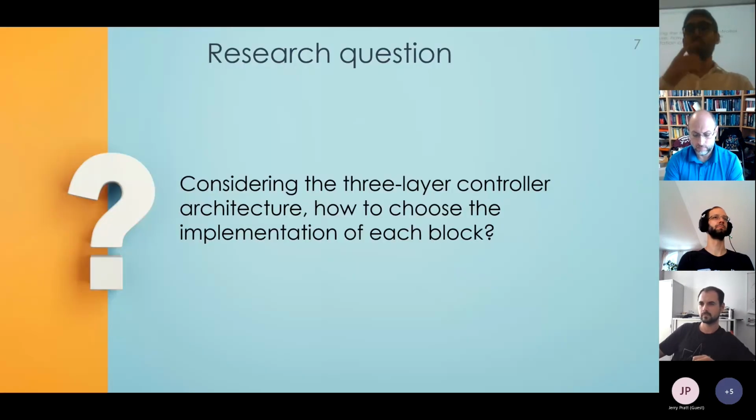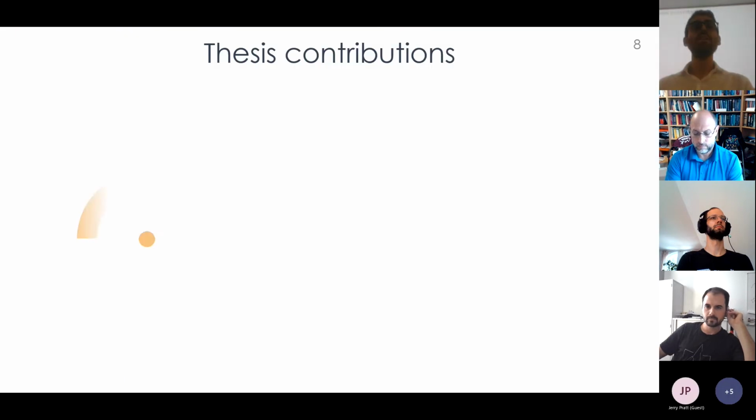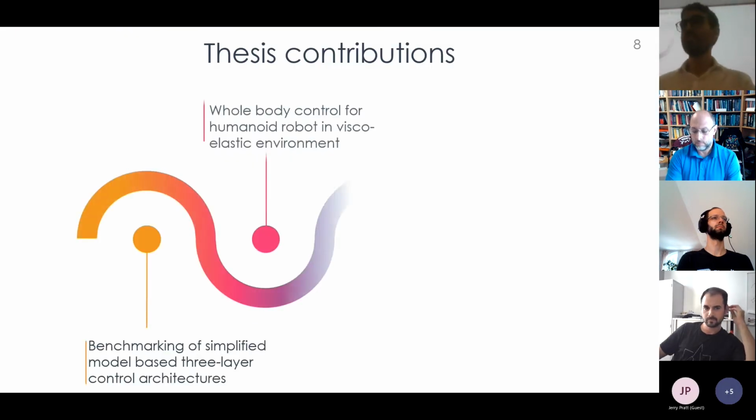Okay, so the research question is this one. Is it possible to consider a 3-layer controller architecture and change the implementation of each block? The main idea is that we believe different kinds of tasks can be performed while preserving the cascade controller architecture, but modifying the model considered inside. So the thesis contributes toward this aspect.